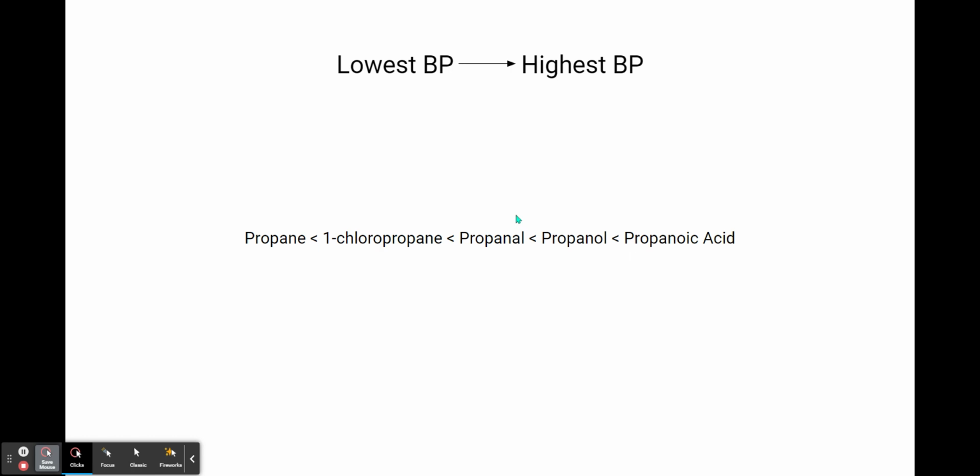So now we can put everything we know all together and order the 5 compounds from lowest boiling point to highest boiling point, which is as follows.